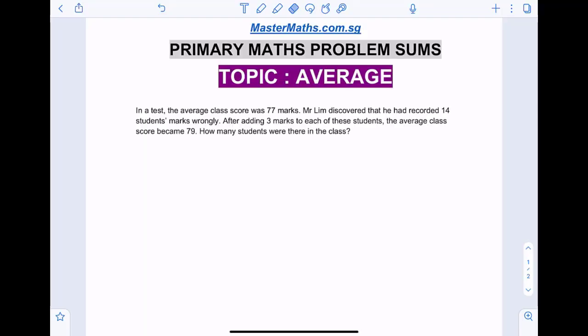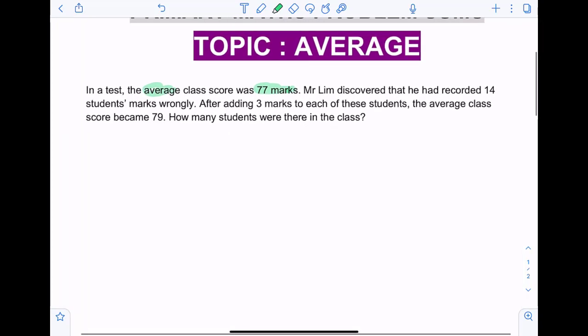In a test, the average class score was 77 marks. Mr. Lim discovered that he had recorded 14 students' marks wrongly. Oh my gosh, that's a lot of students. After adding 3 marks to each of these students, the average class score then became 79. How many students were there in the class?